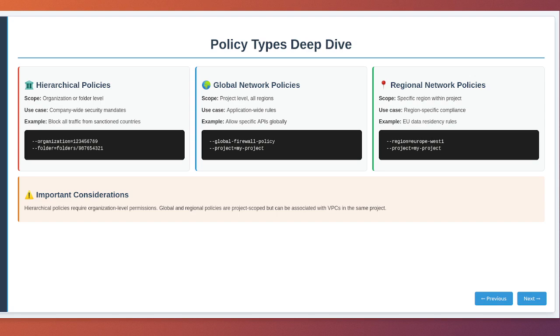The beautiful thing about this architecture is that you can layer these policies. A single VPC network might be subject to hierarchical policies, like organization-wide security, global policies, like application-specific rules, and regional policies, like location-specific requirements, all at the same time, with the evaluation order ensuring everything works together harmoniously.